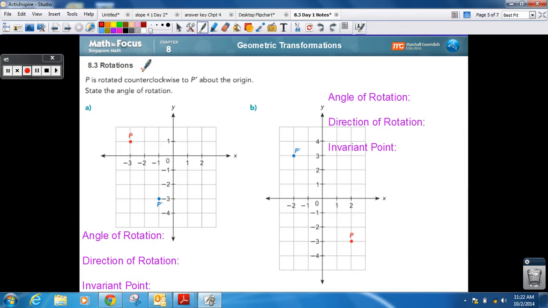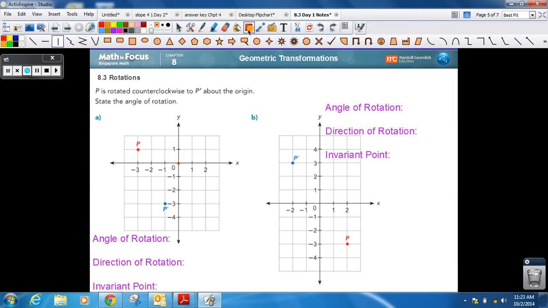Okay, so now we're going to apply this instead of real-world applications to what it would look like in a coordinate plane. So it says P is rotated to P prime about the origin. So this is your center of rotation. State the angle of rotation. So in order to do that, remember we connect our points through the center point. So P to the center, center to our image P prime.